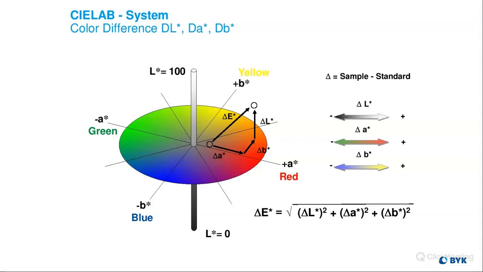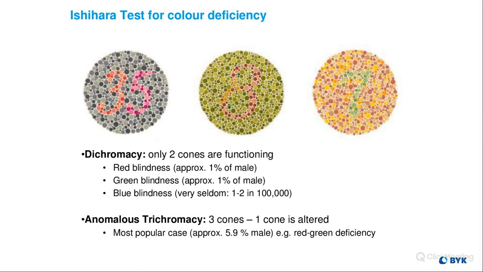All right, so on to colorblindness, color deficiencies. This is one of the tests. It's called the Ishihara test for color deficiency. There are two main types of color deficiencies. There's dichromacy, where only 2 cones are functioning out of the 3. And then there's anomalous trichromacy, where you have 3 cones, but one of the cones is altered. With dichromacy, the most common is red color blindness and then green color blindness.